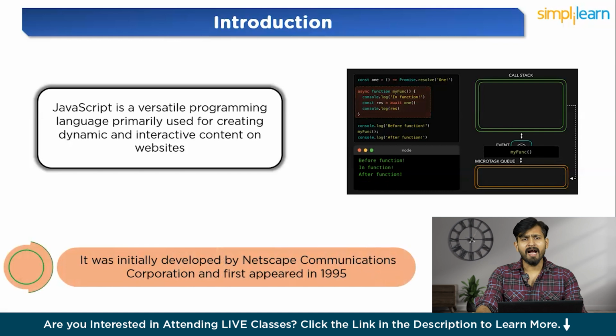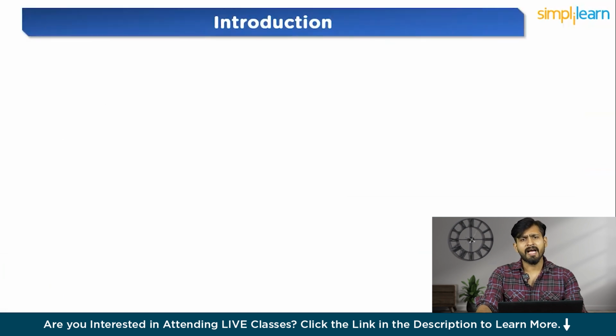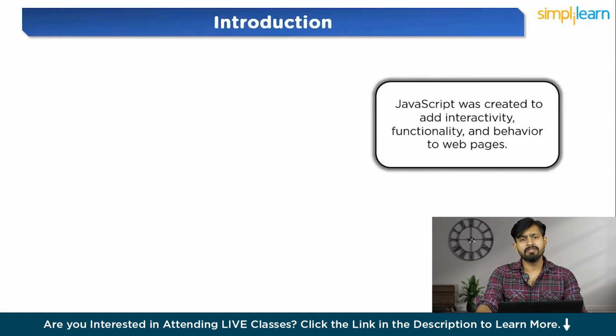JavaScript was created to add interactivity, functionality, and behavior to web pages. Unlike HTML, which stands for Hypertext Markup Language, and CSS, which were primarily used for structuring and styling web content, JavaScript allows developers to create dynamic features such as animations, interactive forms, and real-time updates without requiring a page reload.